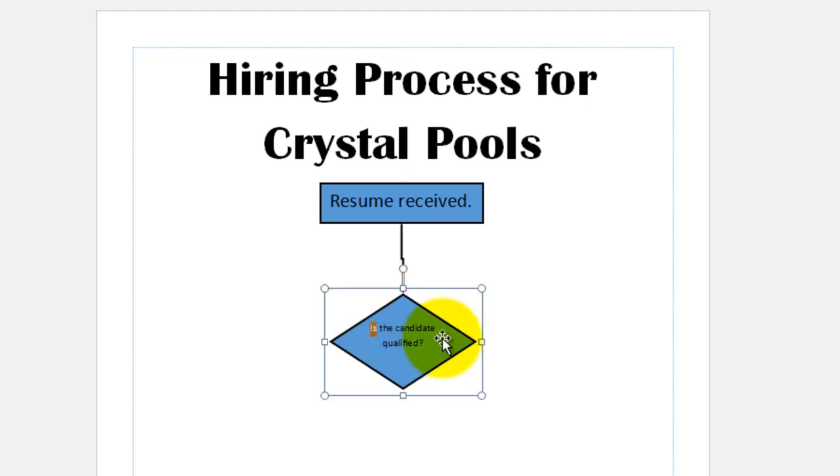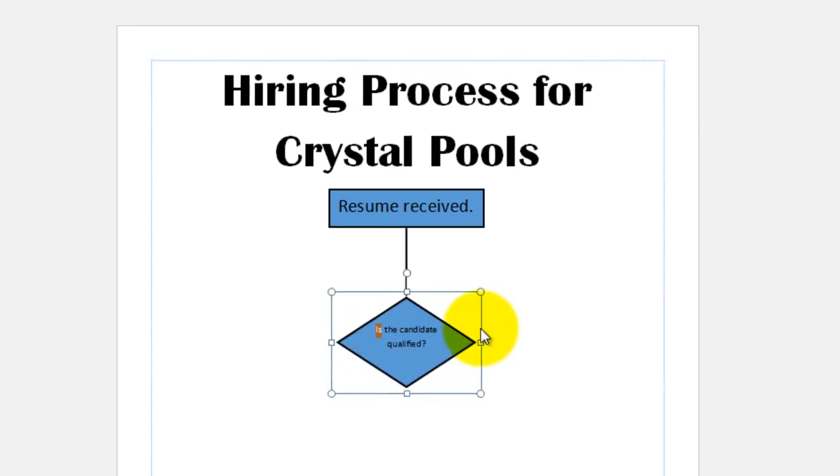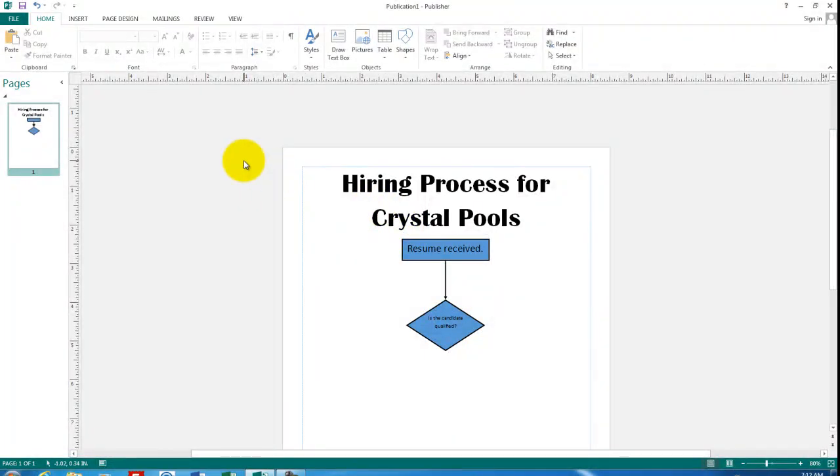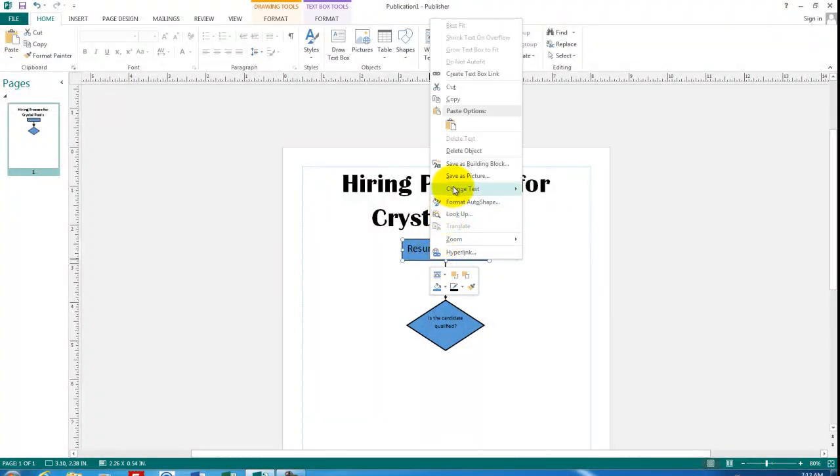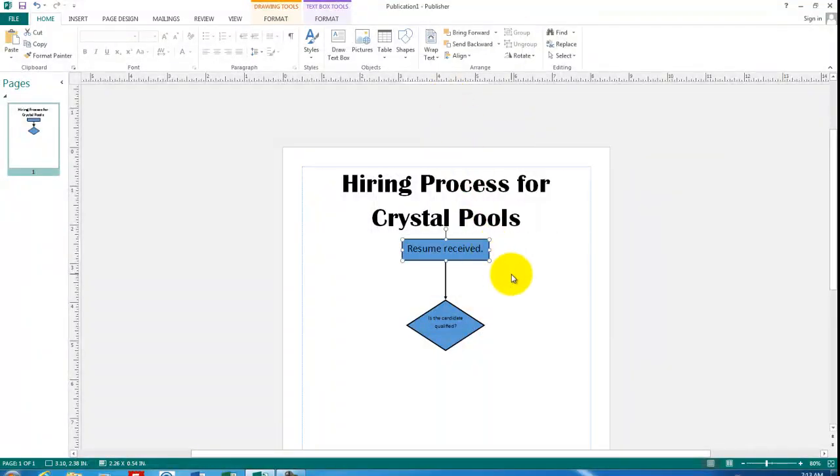Now, after I ask the question, is the candidate qualified, I have two options. One could be yes or no. Rather than recreate a new block, I'm just going to copy this one. I'm going to right-click on the edge of it, choose copy, right-click out in the space beside it, and choose paste. Let's put a rectangle down here. And my process was, if they are not qualified, I'm going to say no, then throw it away.